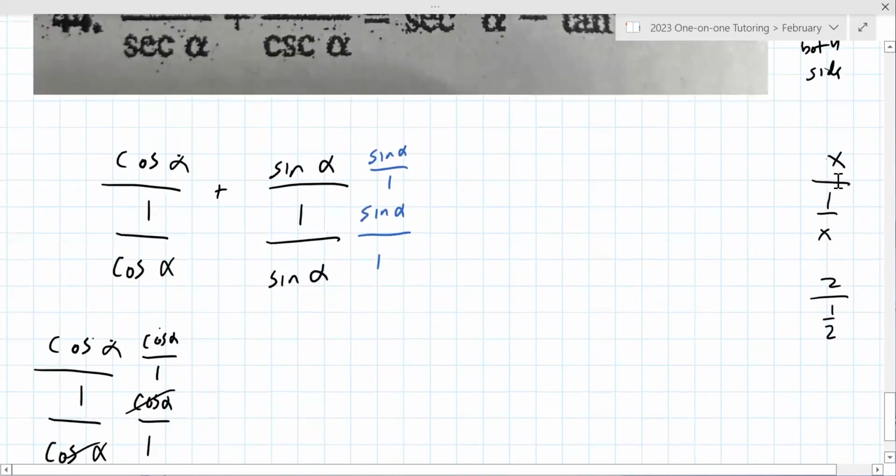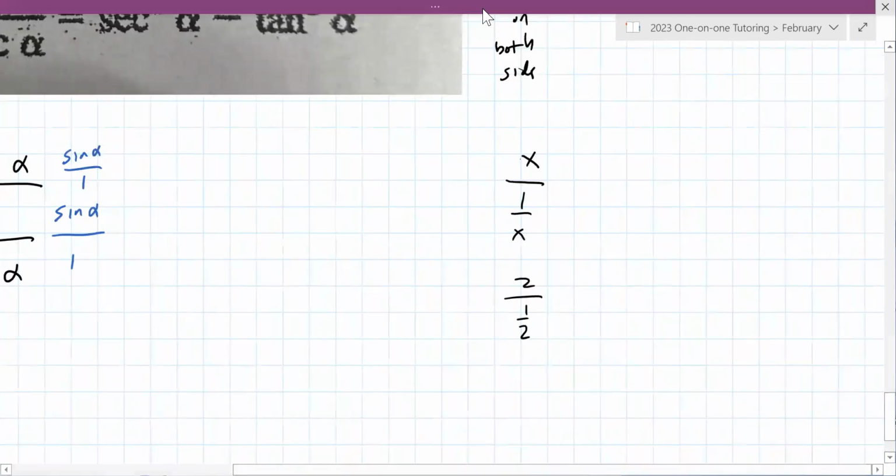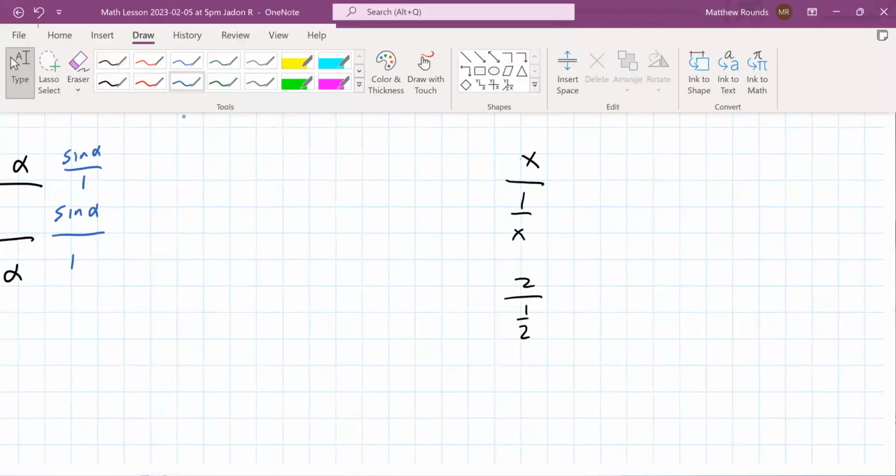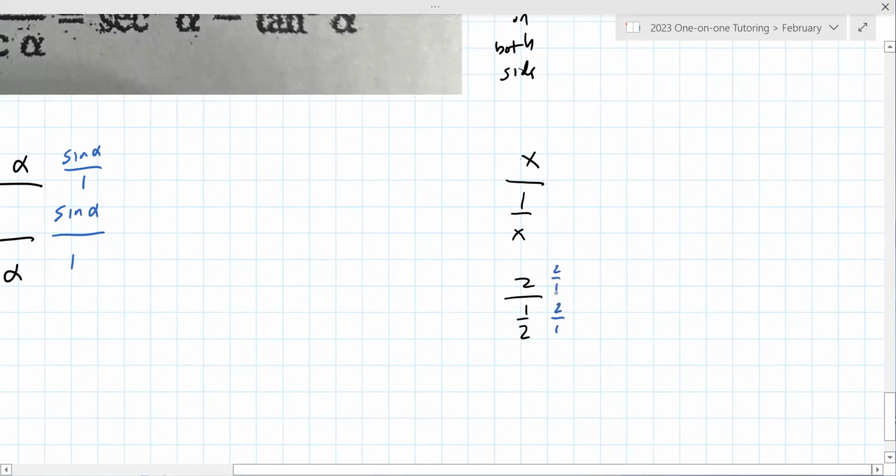Now for these on the right here, maybe they'll make more sense because they're numerical. If you multiply 2 over 1 on the bottom, 2 over 1 over top, you can see those cancel, and you get 4. x over 1 over x over 1, you get x squared.